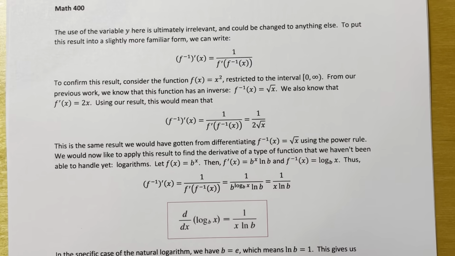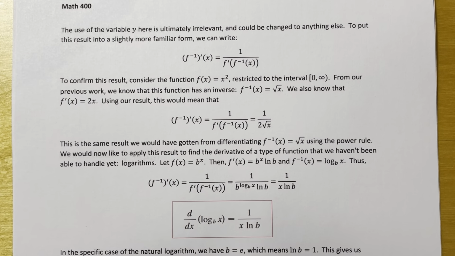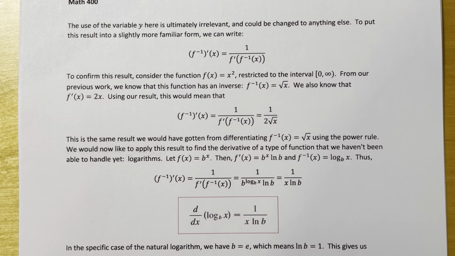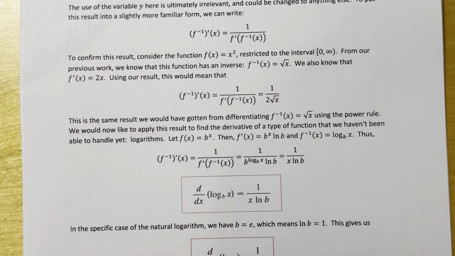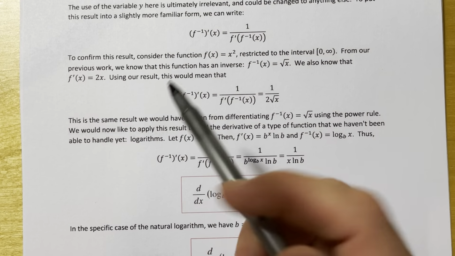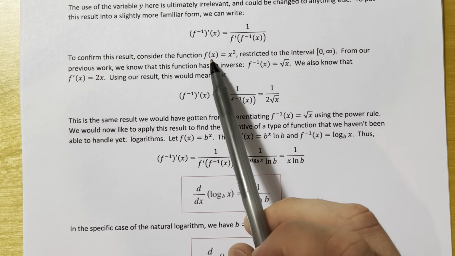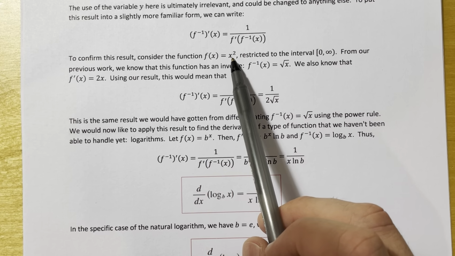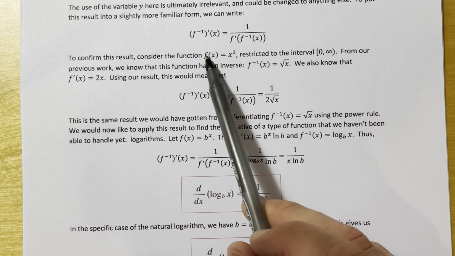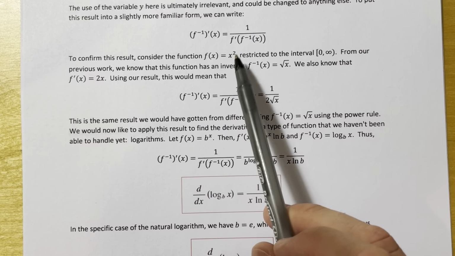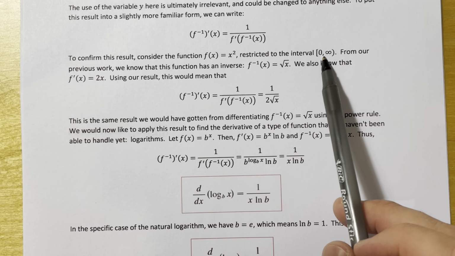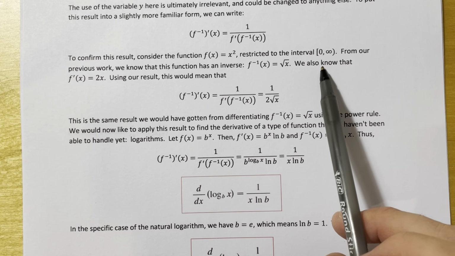So far it's been a lot of theory dealing with this formula, but I want to start applying it now. I want to start using it. So the first thing we're going to do is test this formula to see if it's working correctly. We're going to work with the function f of x equals x squared once again, and to ensure that it has an inverse, we're restricting it to this interval 0 to infinity.